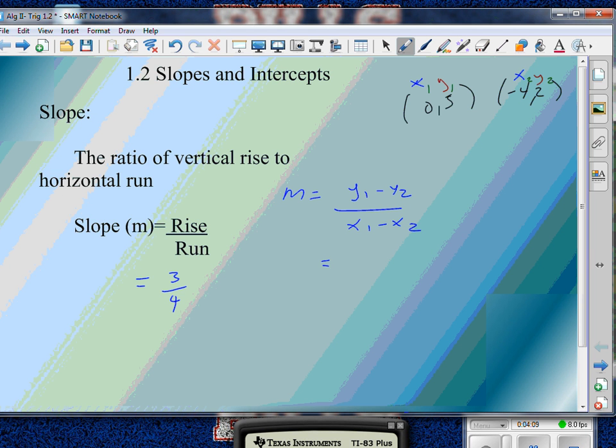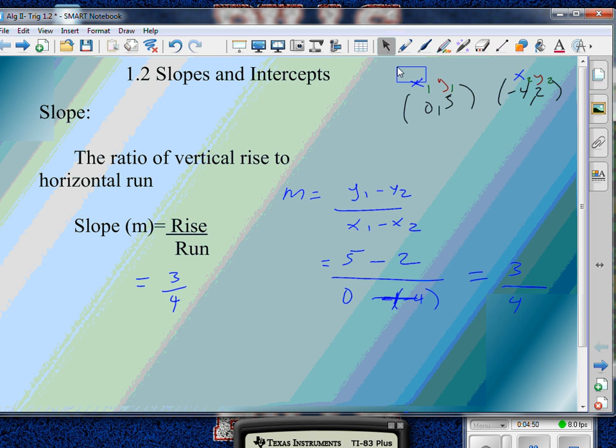What's my first y value? That's a 5. Minus, what's my second y value? 2. What's my first x value? 0. Minus, what's my second x value? -4. Now, I put in parentheses. I know you automatically know that means negative is plus. So what's 5 minus 2? 3. What's 0 plus 4? 4. Still got the same slope, whether it be graphically or algebraically.